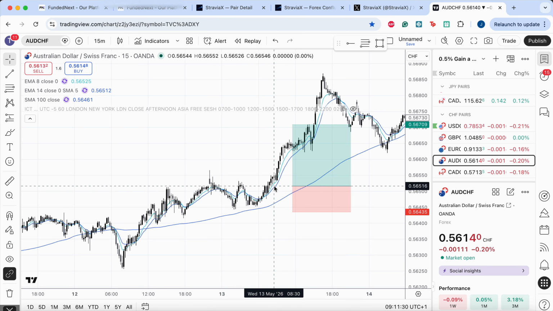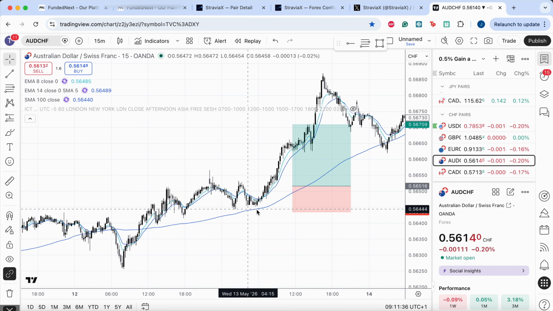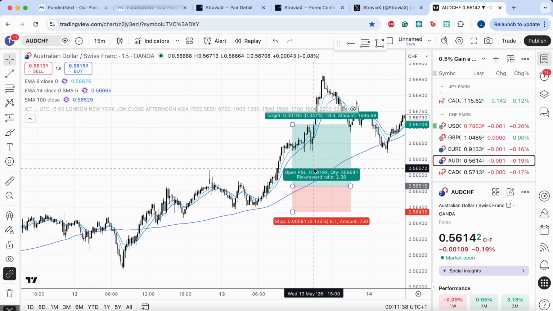I came in at 56.52 and put my stop loss below the structure. I rode it to a 2-to-1 because that's what I needed at that point.